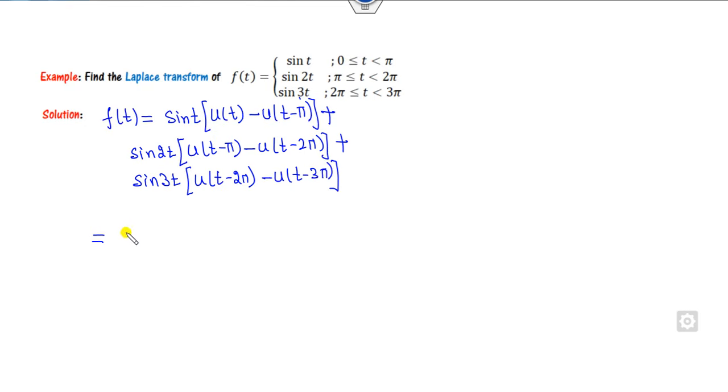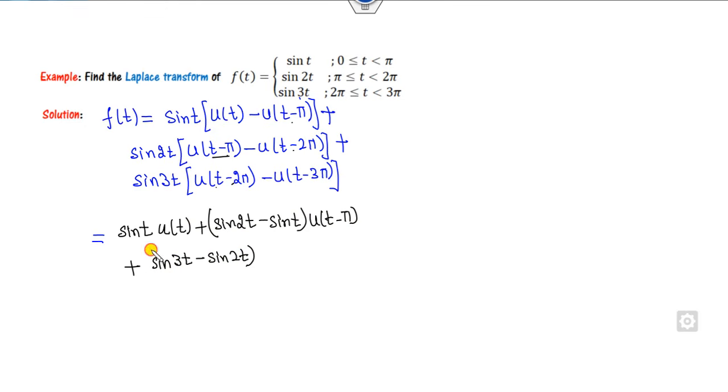Now I can simplify this. If I open this bracket, the first term is sine t into u(t), plus the second term is sine 2t minus sine t into u(t - π), plus the next one is sine 3t minus sine 2t into u(t - 2π), and the last thing is minus sine 3t into u(t - 3π). Now you can find the Laplace.